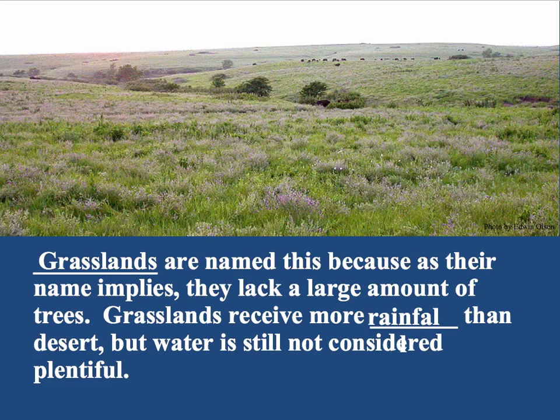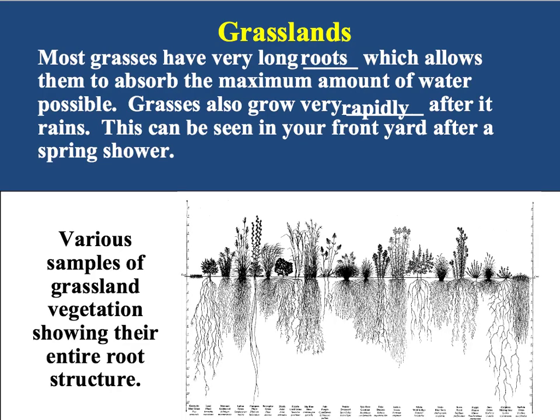Next is the grasslands. They're named this because the name obviously implies that they're full of grass. They do not have a large amount of trees. They get plenty of rainfall, but not an abundant amount of rainfall. Grasslands have very long roots, which allow them to absorb the maximum amount of water possible. Grasses also grow very rapidly. So those are those adaptations. They can absorb large amounts of water, and they grow very rapidly.